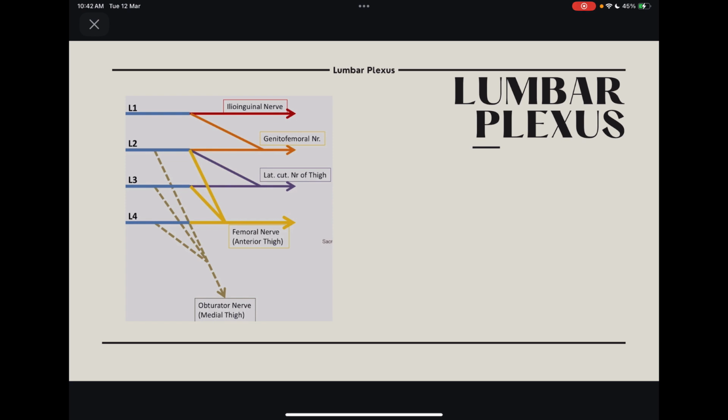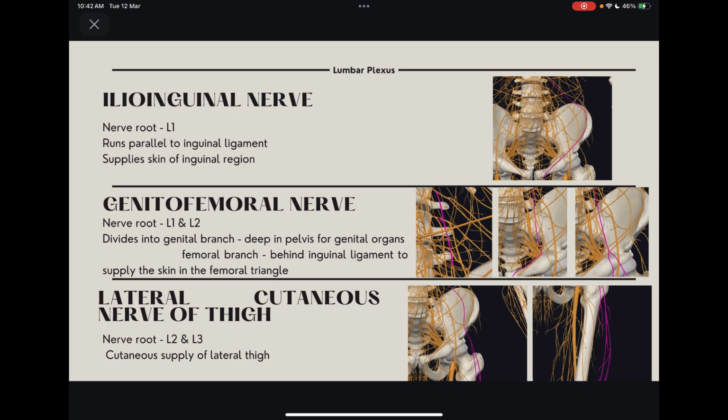So the L1 will continue and give us an ilioinguinal nerve. L1 and L2 give us the genitofemoral nerve. Then the lateral cutaneous nerve of the thigh will be from L2 and L3. And then the nerve roots L2, L3, L4 will give both the femoral nerve, supplying the anterior compartment of the thigh, and also the obturator nerve, which will supply the medial compartment of the thigh. So let's look at each and every single nerve.